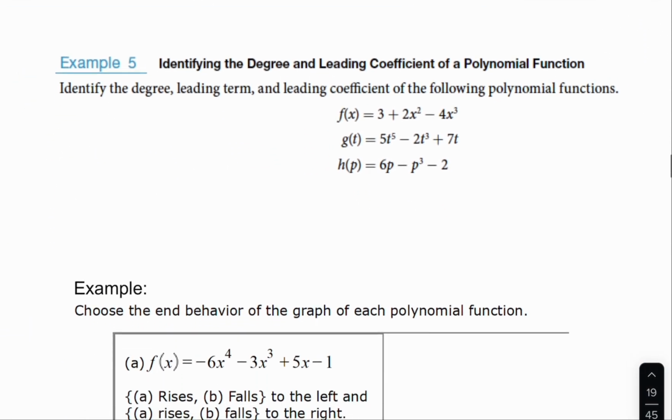So here it says, identify the degree, the lead term, and the leading coefficient. Okay. So our first one here, f of x. Our lead term is that highest power.